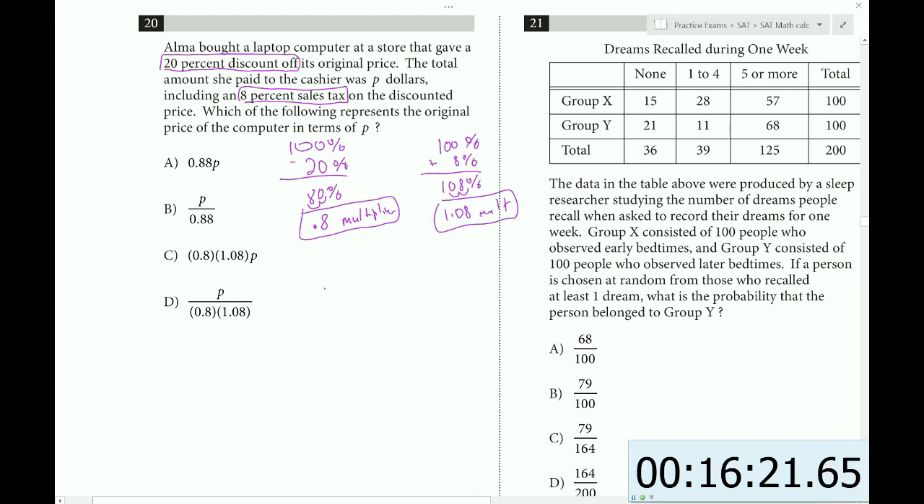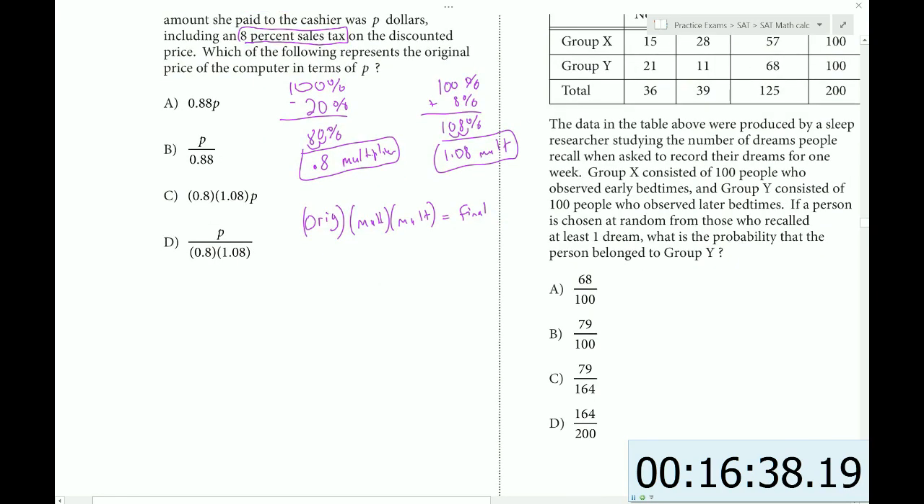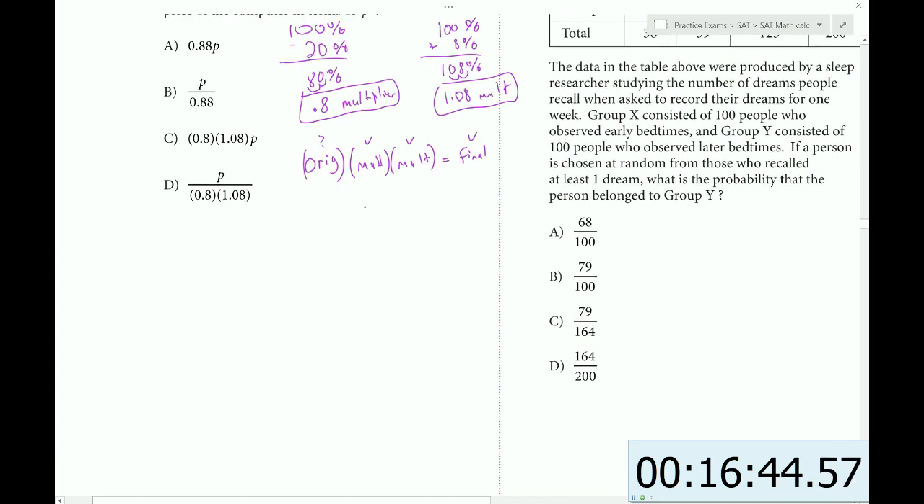Okay, so to use the multipliers, we need a formula. We do the original price times the multiplier. In this case, we have two multipliers. So we'll put both of them. And that's going to equal the final price. Okay? So now, if you notice, we're looking for the original. We know both multipliers and the final. So we just put them in.